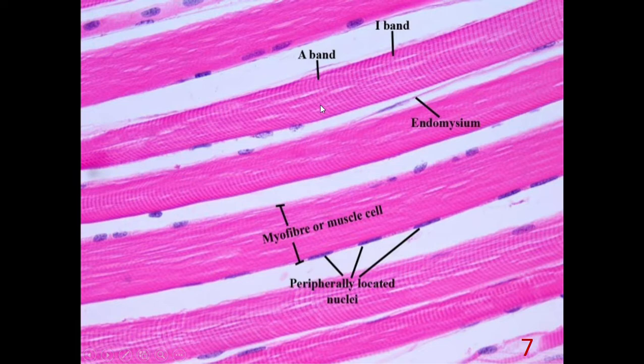Also, we can see dark staining A bands and light staining I bands. And here is endomysium, a connective tissue that surrounds just one skeletal muscle fiber.